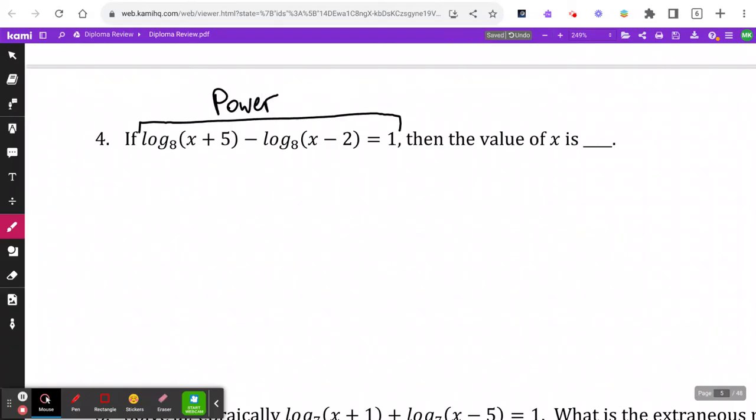If it's 1, can you just change it to the log 10 of 10? Or I guess log 1 1? Like, how do you change that one? We're not going to change it.